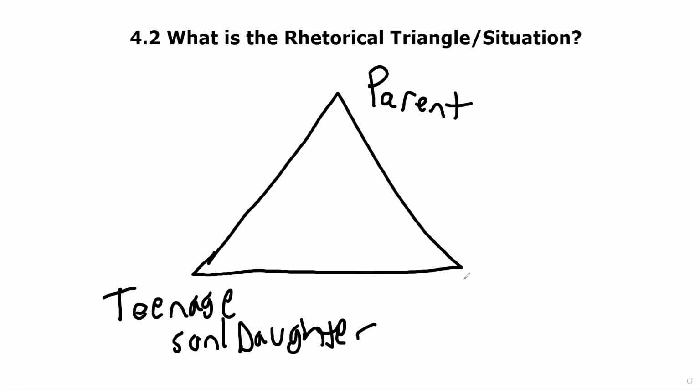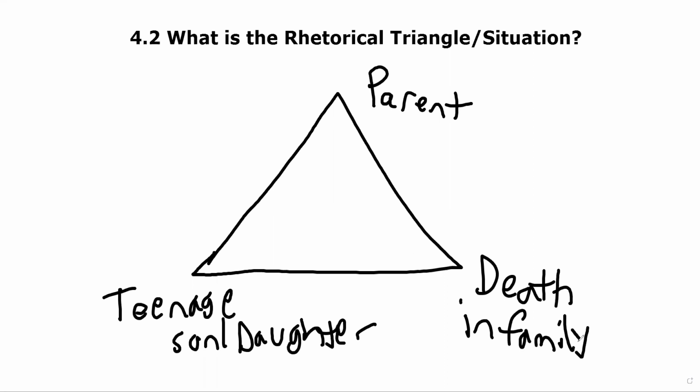And again, our subject is death in the family, right? So the teenage son or daughter is being told by the parent that a relative has passed away. Obviously, who the relative is also going to inform how the parent approaches the situation. If the son or daughter had a very close relationship with this relative, then the parent will probably be more sensitive, will probably find a way to break the news in a softer manner.